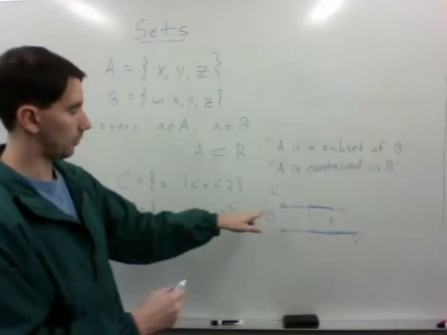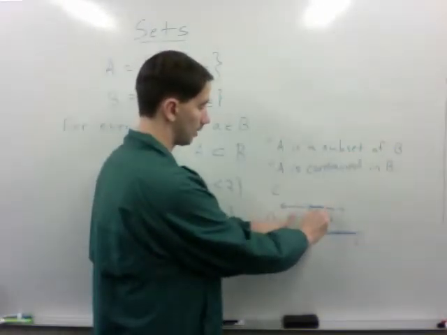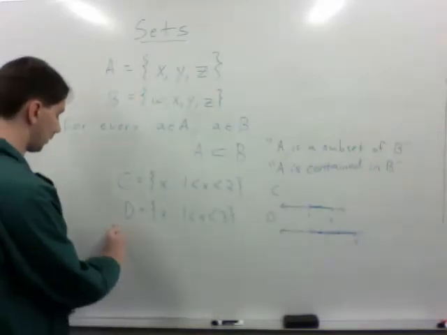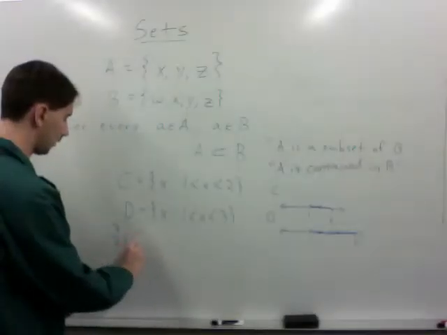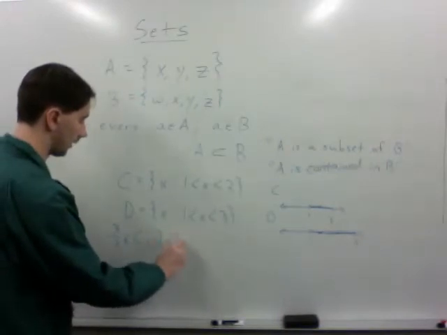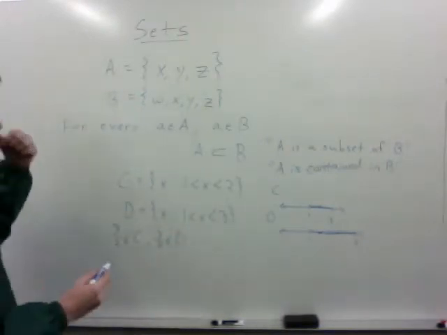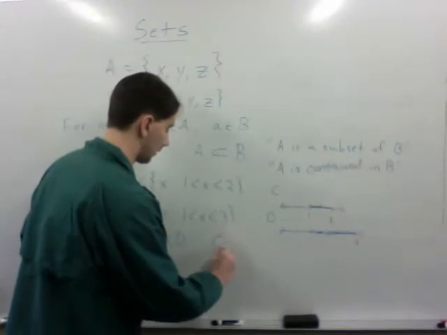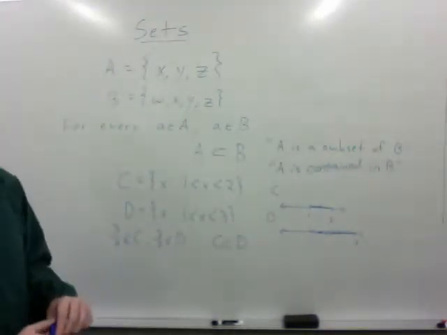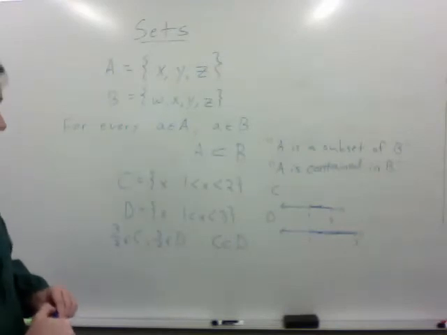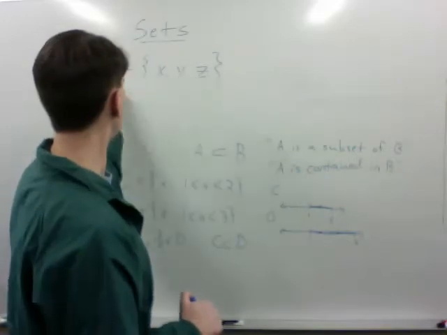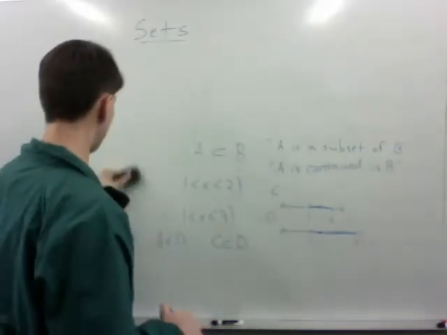So notice that any point in C, if I pick a point in here, that point's also a point in D. So 3/2 is in C, but 3/2 is also in D. And anything in C is also in D. So we'll have C as a subset of D, since D includes more points. And we often use subsets to check for equality of sets.